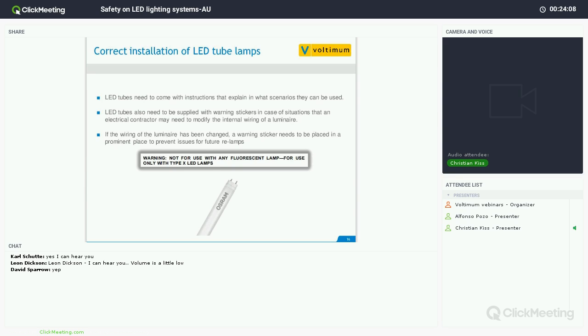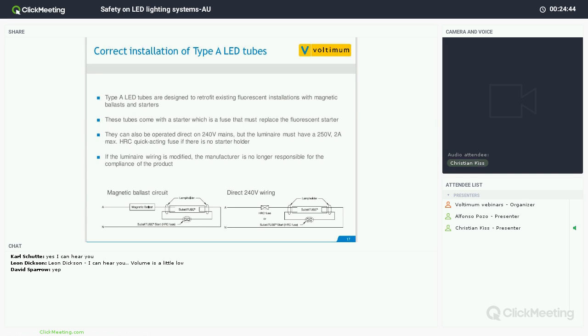And the warning sticker needs to be in the packaging, as I've mentioned, as per that little box I've got there. So warning, for example, not for use with any fluorescent lamp, for use only with type A or type B tubes. So that needs to be put in a prominent place inside the luminaire so that if there's a future relamp, people don't inadvertently put a fluorescent tube back in and blow it up. Because once you modify a luminaire, it's wired to 240, it won't run with a fluorescent lamp anymore.